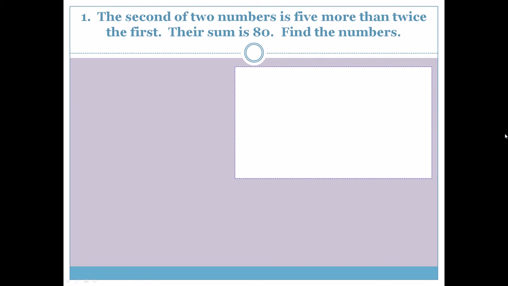The second of two numbers is 5 more than twice the first. Their sum is 80. Find the numbers. Now some people just will do guess and check and figure it out. And then some of us are like, I just don't know what to do. So here's the steps.